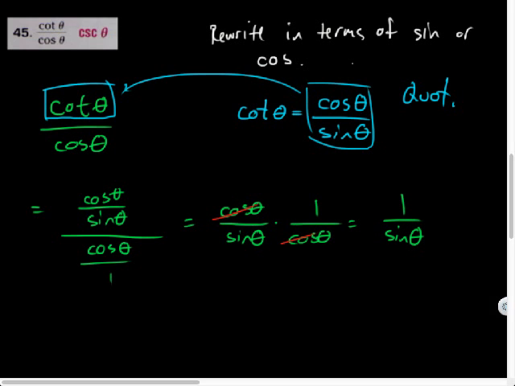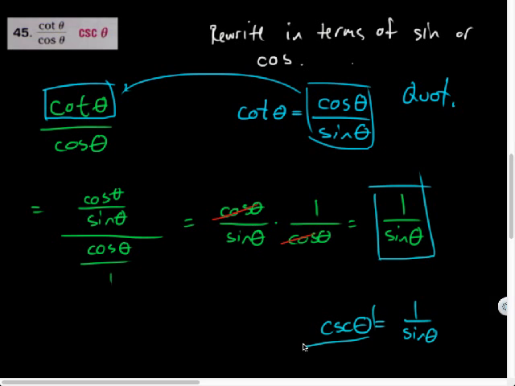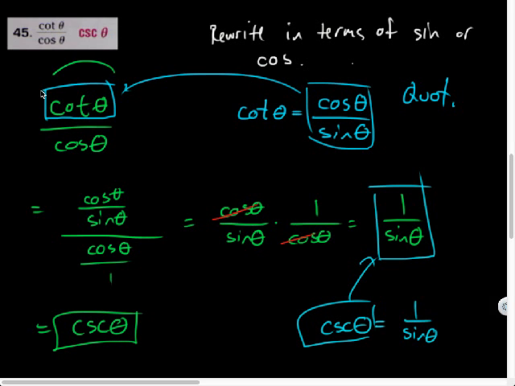Wait a minute. This isn't quite as simplified as I could get it, because I have a reciprocal identity that says cosecant theta is equal to 1 over sine theta. So I could replace this with cosecant theta. This is viewed as simplest form because the original one had 2 trigonometric functions in it. This one was 1 over a trigonometric function, but it's easier to just have a plain old trig function there.